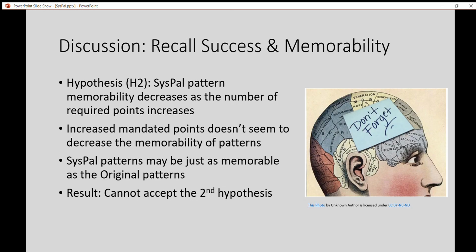For recall success and memorability, the second hypothesis was that SysPal pattern memorability decreases as the number of required points increases. However, increased mandated points don't seem to decrease the memorability of patterns. SysPal patterns may be just as memorable as the original patterns. Therefore, we cannot accept the second hypothesis.